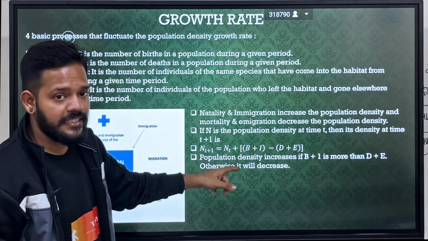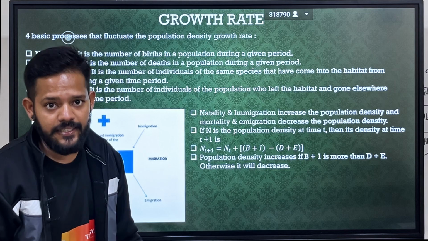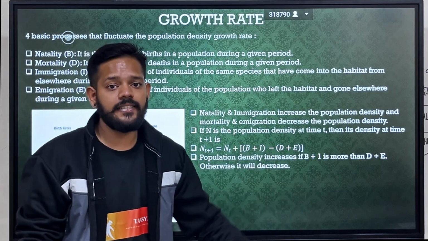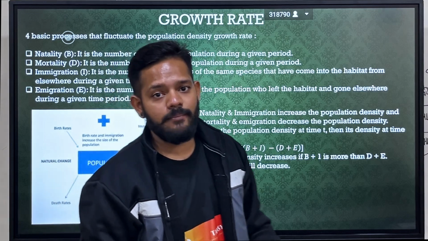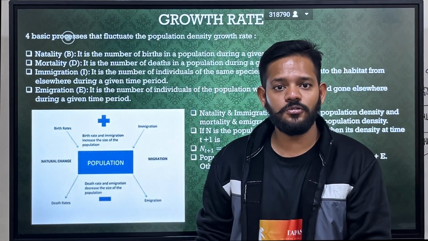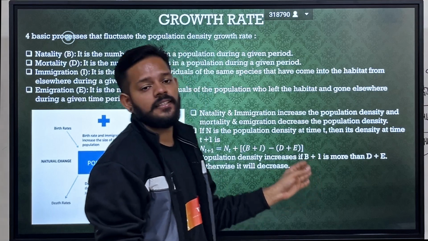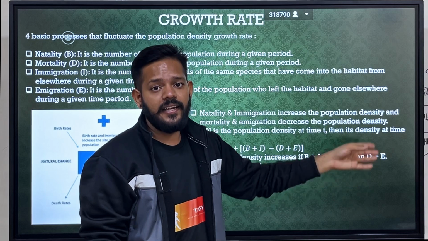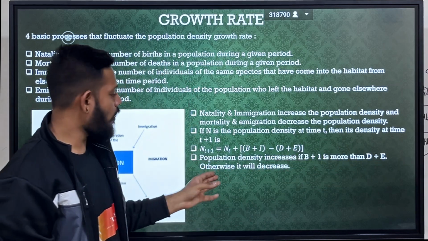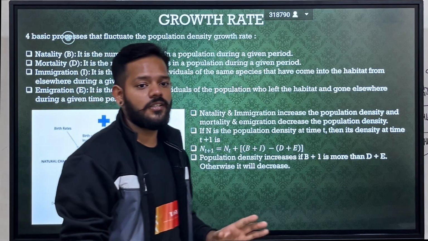Okay, population density increases if b plus I increases, and population decreases when d plus e increases. Simple. Simple as simple mathematics, 1 plus 1 equals 2. Same thing is here. If birth rate and immigration increase, your population density increases. If your death rate and emigration increase, your population density decreases. Simple mathematics, simple logic.